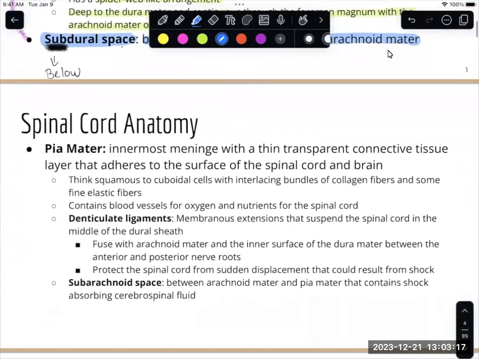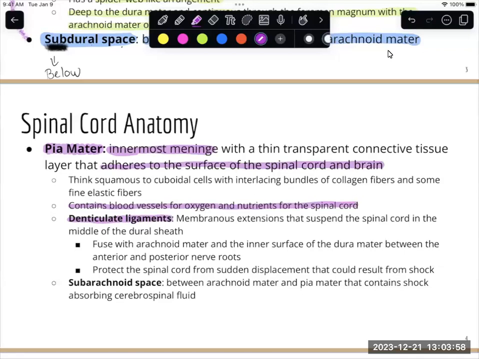Now we have the pia mater. That is the innermost layer, and it lies directly on top of the spinal cord and the brain. This is squamous and cuboidal cells. It does have blood vessels because those nerves that make up the spinal cord need oxygen. The pia mater is held to the spinal cord with what are called denticulate ligaments.